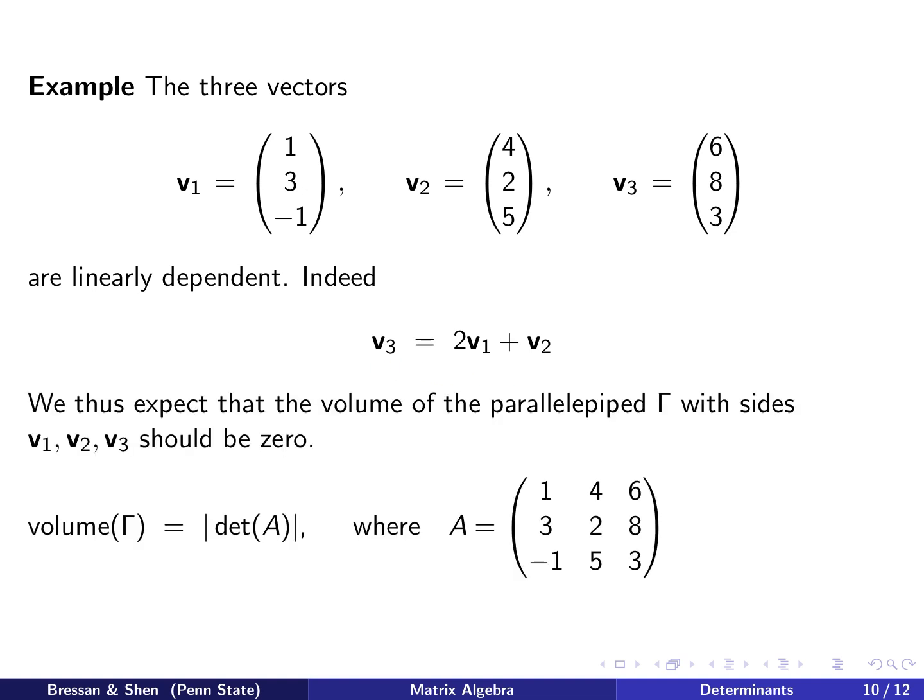In this case, we know that the volume of the parallelepiped with those as the three sides should be 0. Volume equals the absolute value of the determinant, and therefore the determinant must be 0. This A matrix would be the matrix of the three column vectors V1, V2, V3, so this matrix must have determinant 0, and the column vectors are linearly dependent. Okay, let's verify that by computing the determinant of this A matrix.